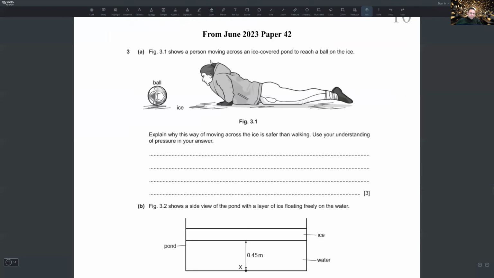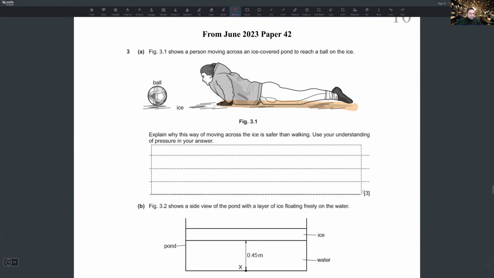Figure 3.1 shows a person moving across an ice-covered pond to reach a ball on the ice. Explain why this way of moving across the ice is safer than walking. Of course, when he lies down, what happens? His surface area increases. And if surface area increases, the pressure decreases. According to what? To the equation.